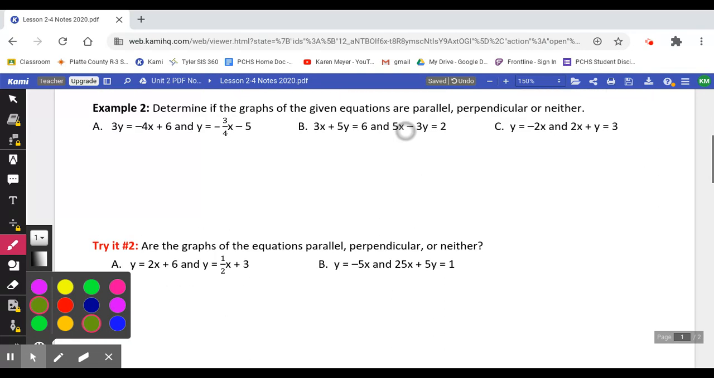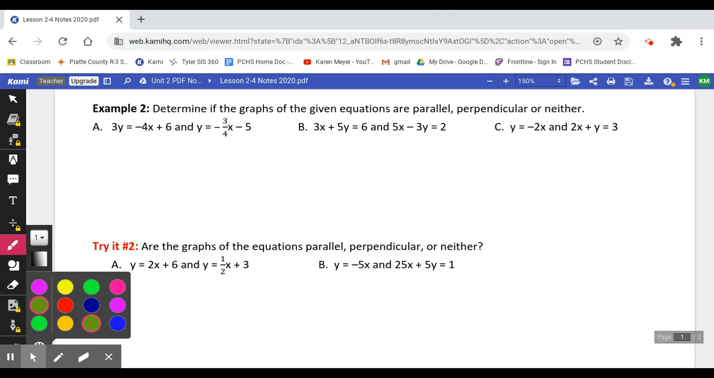So moving on to our example. I'm going to give you two lines, and your job is to figure out the slope of each line, and then we can either classify it as parallel because they have the same slope, perpendicular because they're opposite reciprocals, or neither if neither one of those are true.